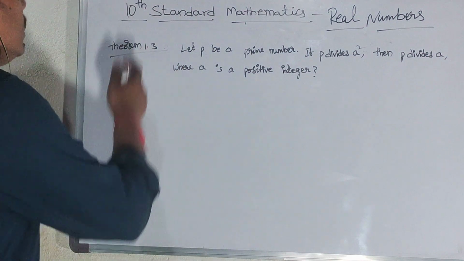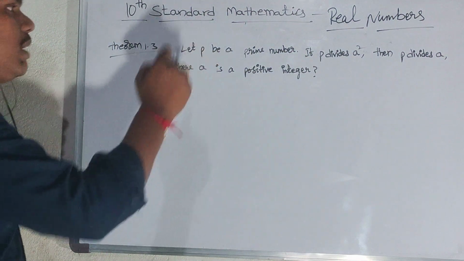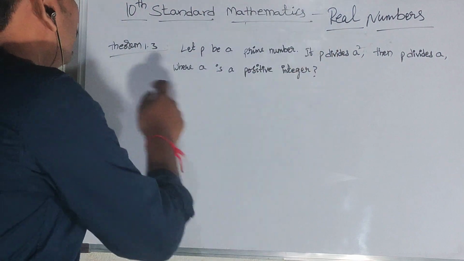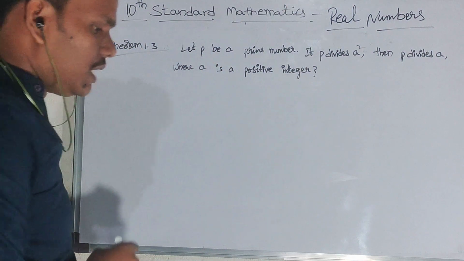Let us see the question. Theorem 1.3. Let p be a prime number. If p divides a square, then p divides a, where a is a positive integer. Proof.